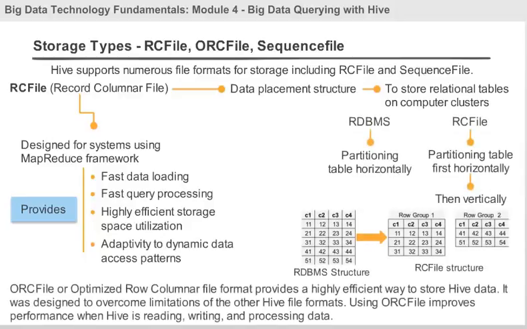ORC file, or Optimized Row Columnar file format, provides a highly efficient way to store Hive data. It was designed to overcome limitations of the other Hive file formats. Using ORC file improves performance when Hive is reading, writing, and processing data.